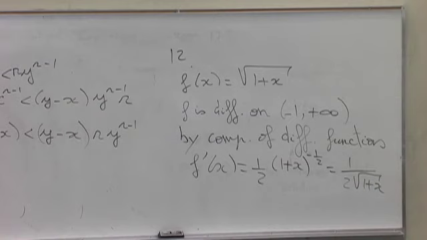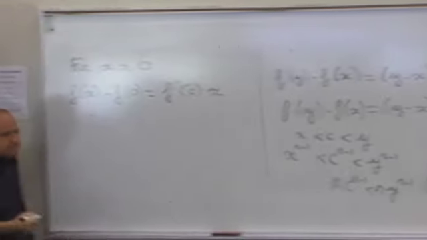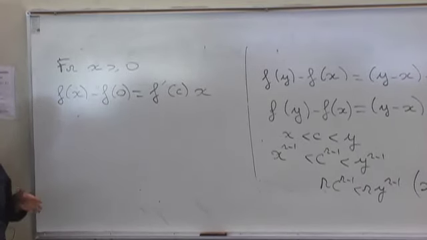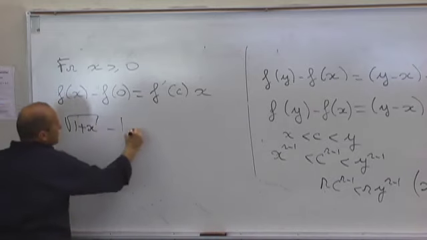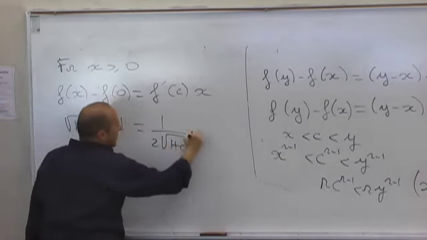Now for positive x, we are going to write that f of x minus f of 0 is equal to f prime of c times x. Okay, we can do that since our function is differentiable on this interval. So this is square root of 1 plus x minus 1, f of 0 is 1. That's x over 2 square root of 1 plus c.